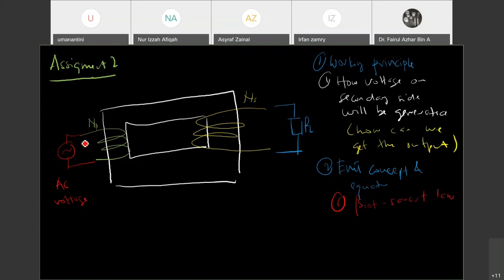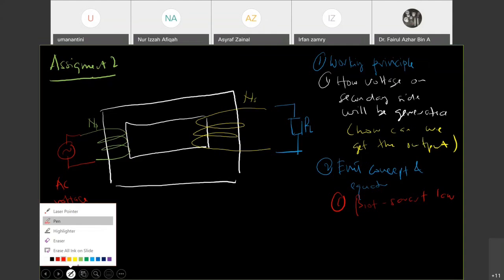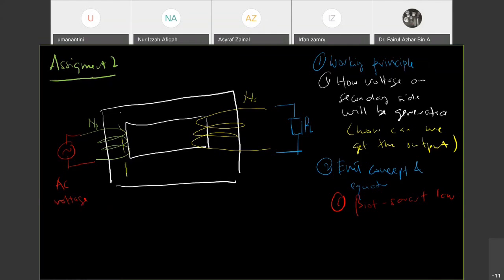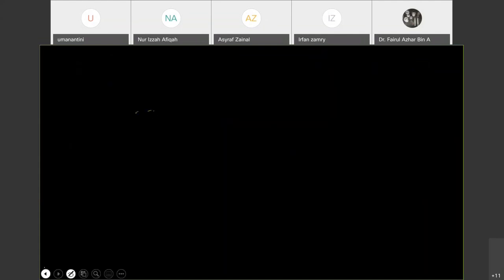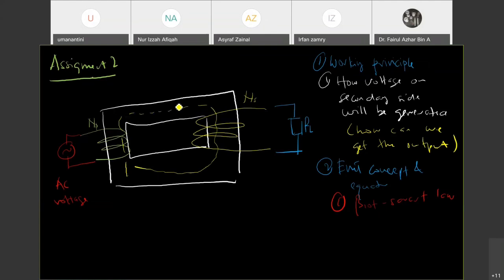Because in this case, first we need to induce a magnetic field inside this transformer. The magnetic field may be induced in this way, let's say in this direction. In order to prove the existence of this flux, we need to use the Biot-Savart law.